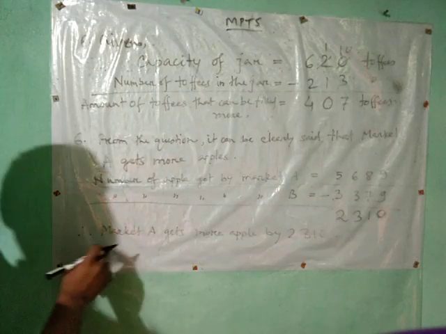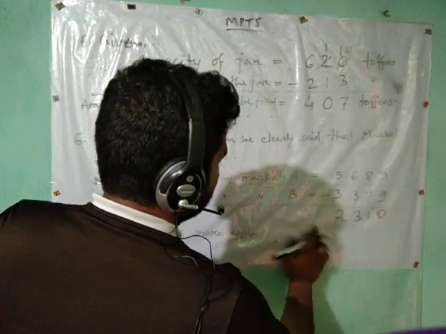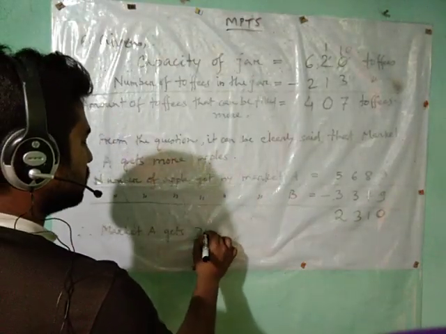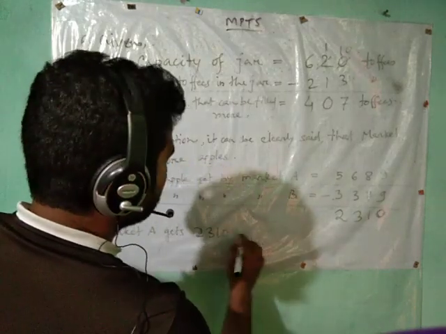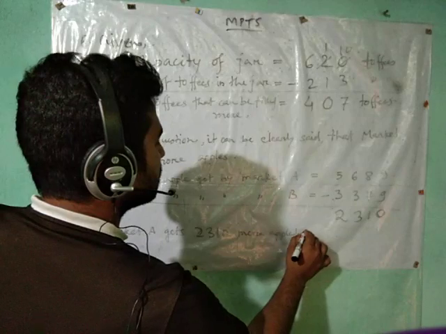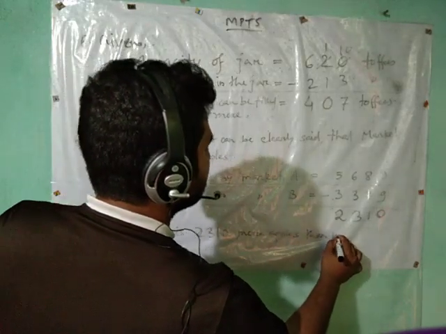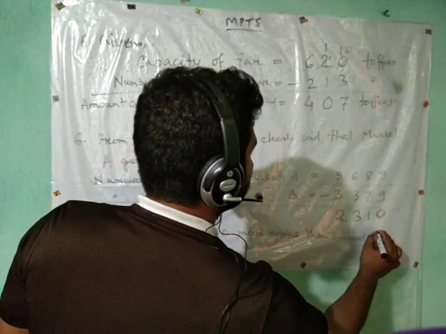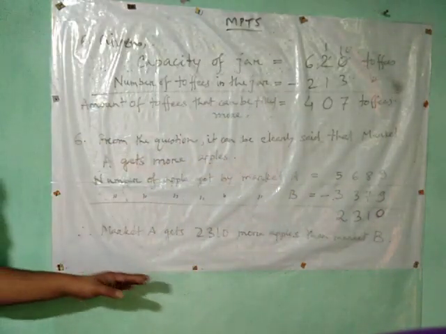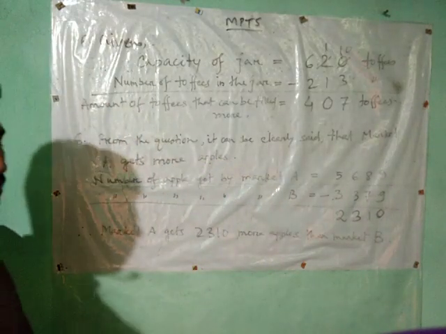Or you can write market A gets 2310 more apples than market B. I hope it is a much better sentence. So you write it down and try to copy this. Okay.